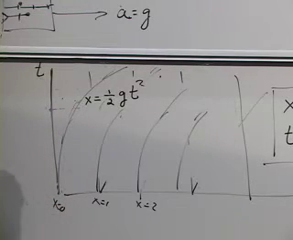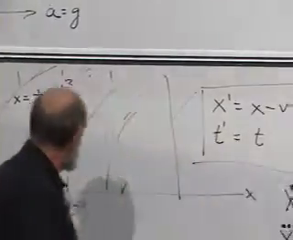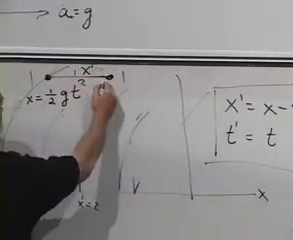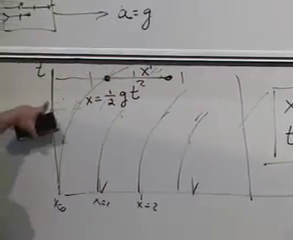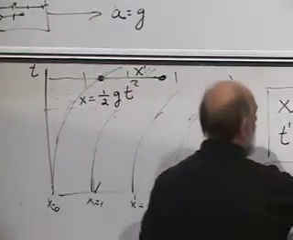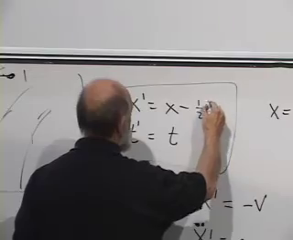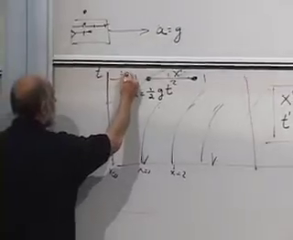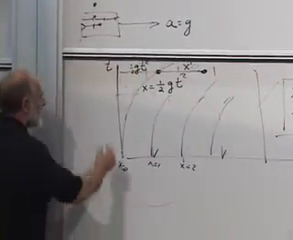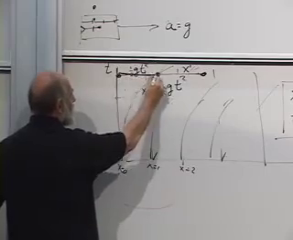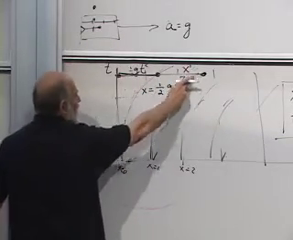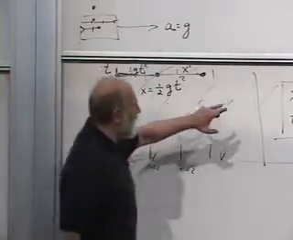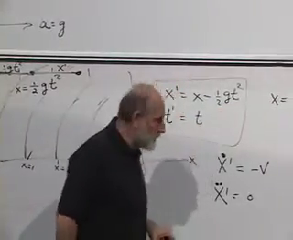So let's see what the relation between x prime and x is. Again, same thing. Here's x prime. Here's x. What's the difference between them? The difference between them is 1/2 gt squared. This distance is 1/2 gt squared, the distance from here to here. So x prime is x minus 1/2 gt squared. This is the new transformation for transforming to an accelerated frame of reference.